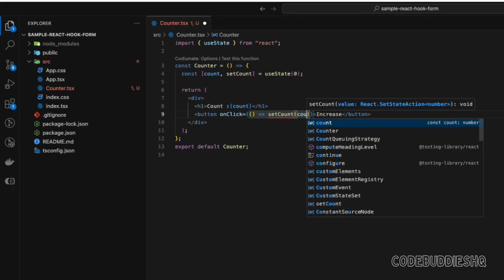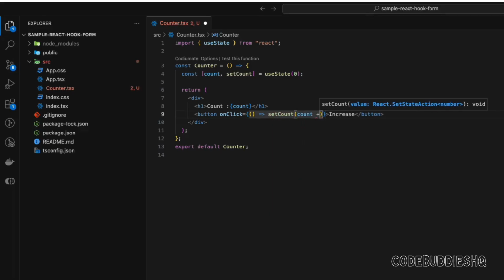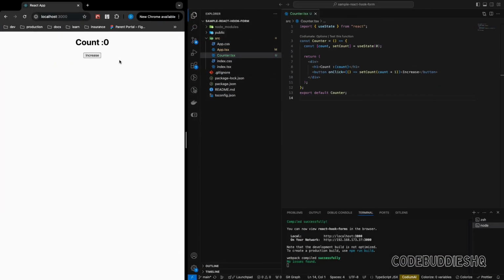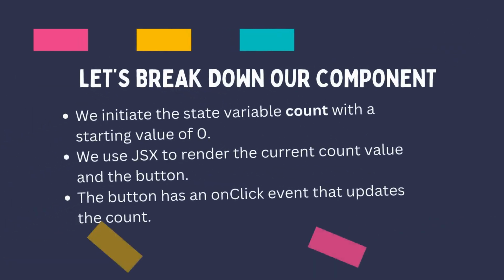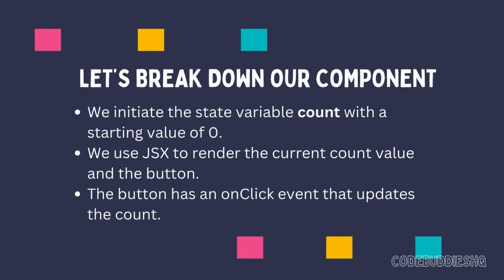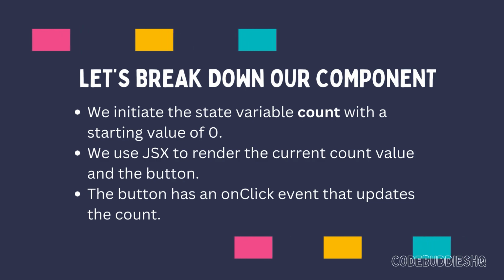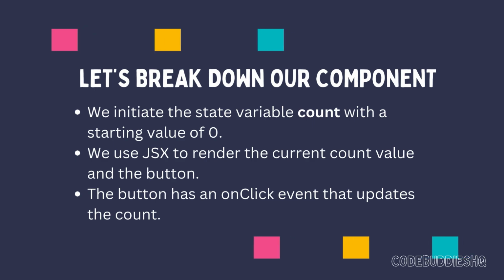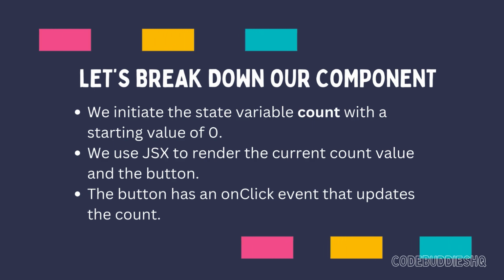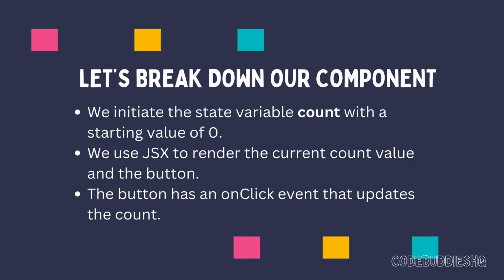And pass count plus 1 as the setter function's parameter to update the count whenever the user clicks the button. When we press increase, we call setCount with the new value of count plus 1. Now, let's break down each part of the counter component. We initialize the state variable count with a starting value of 0. We use JSX to render the current count value and the button. The button has an onClick event that updates the count.